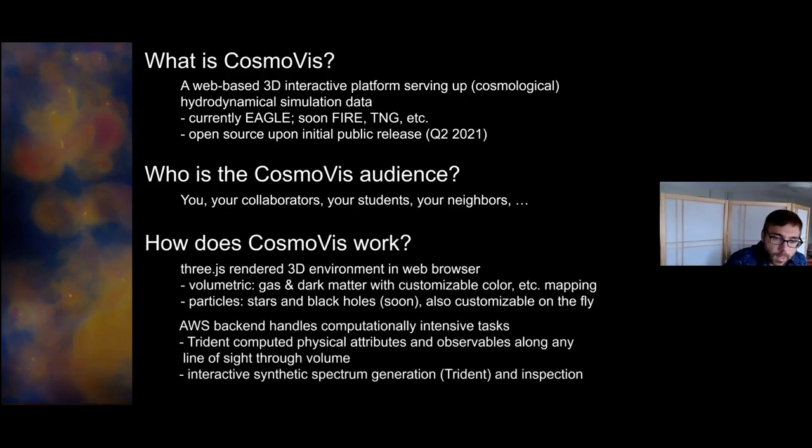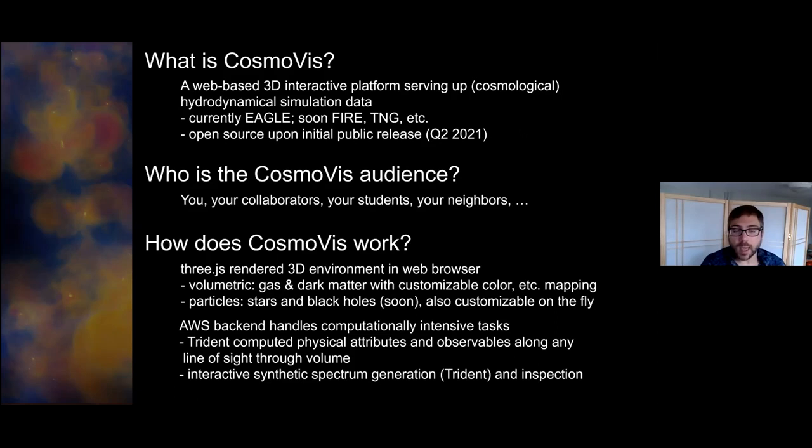And just some of the technical details. What makes CosmoVis run? Well, there's basically two parts. There is what happens within the web browser. This is using JavaScript libraries to render in a 3D environment in two different ways, through volumetric rendering, in which we project the gas and dark matter from a simulation with customizable opacity, color mapping, etc. And also particle data, or what we visualize as particles, which would be stars and black holes within galaxies. And all of this is customizable on the fly.